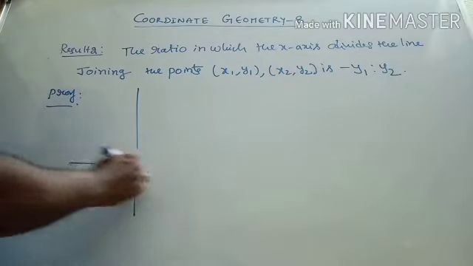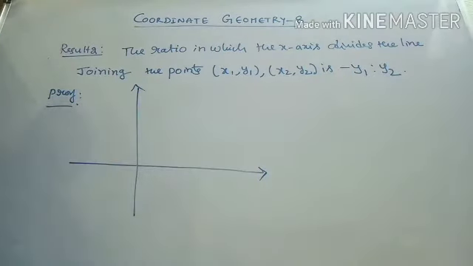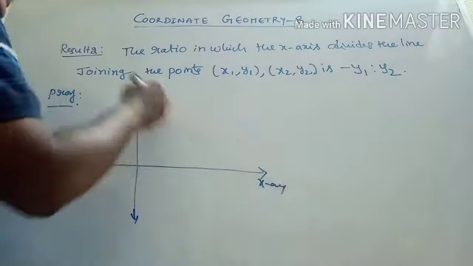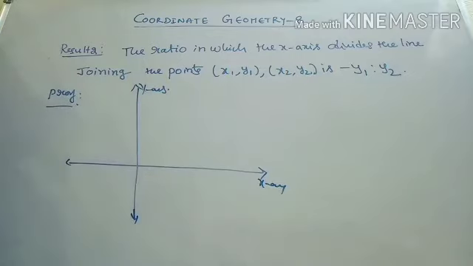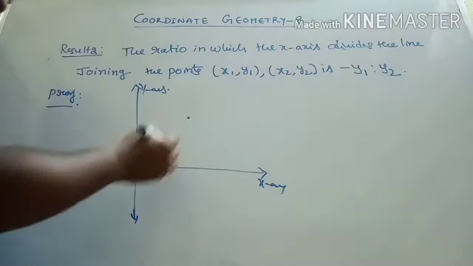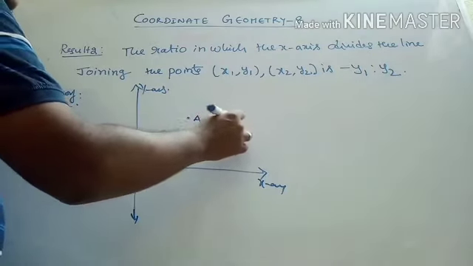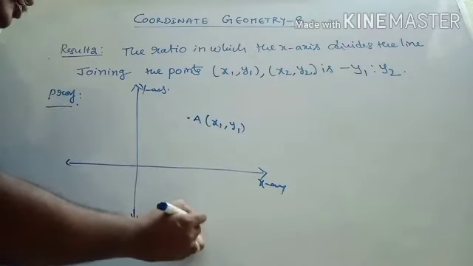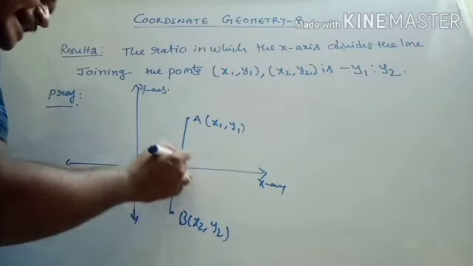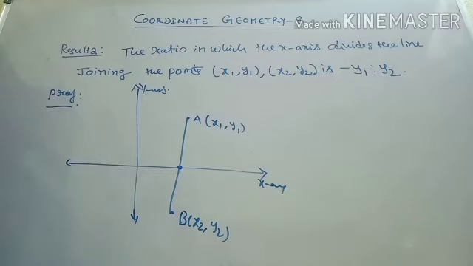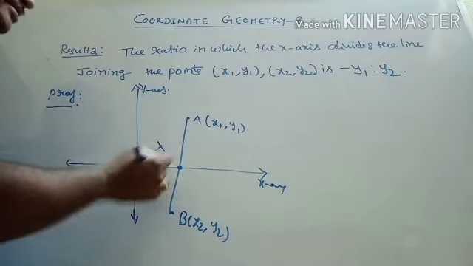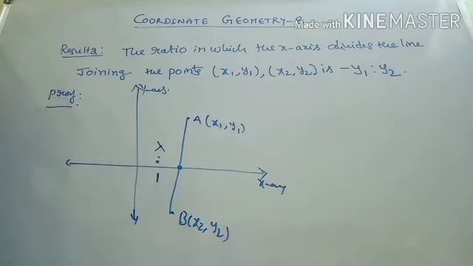Now dear students, this is the coordinate plane. You have the x-axis horizontal and the y-axis vertical. Let us take A(x1, y1) and B(x2, y2). The line joining these is divided by the x-axis in some ratio which we don't know, so we take it as lambda : 1, where lambda is nothing but m by n.